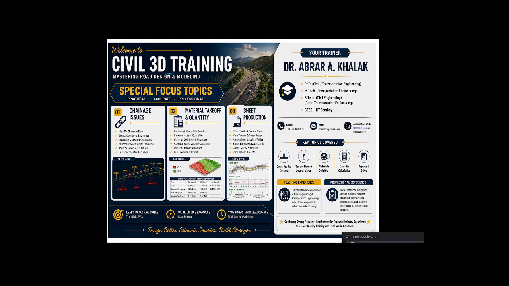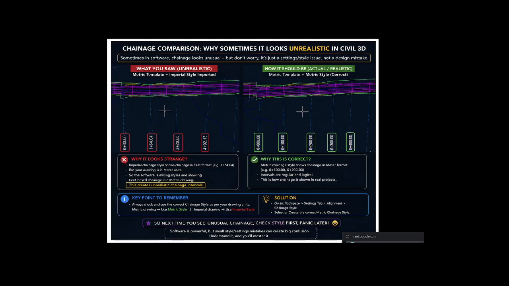This was not a road design mistake. Actually, the road geometry was completely correct at that time. The issue was I accidentally imported an imperial chainage style into a metric drawing template. Now, you can see in the image what happened when we have the metric template and we imported our style as imperial. Then it will take a chainage like this: 0, 1+64.04, 3+28.88, 4+92.13.